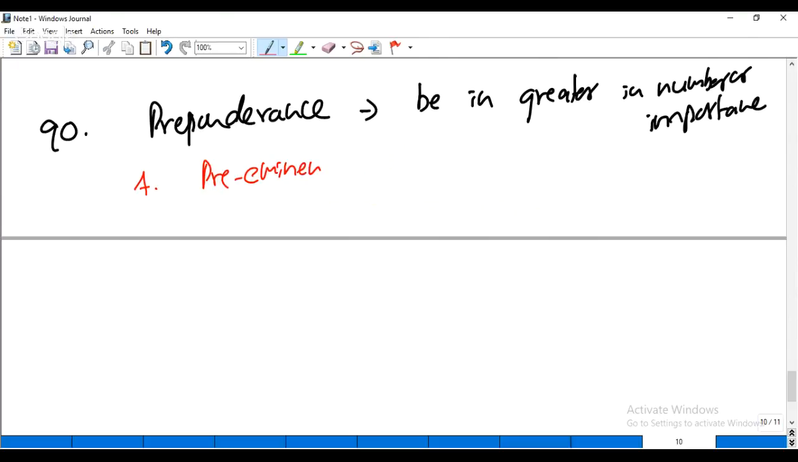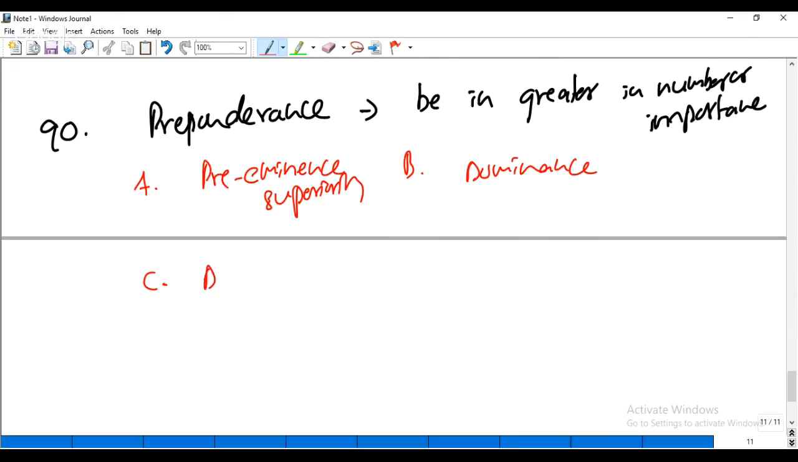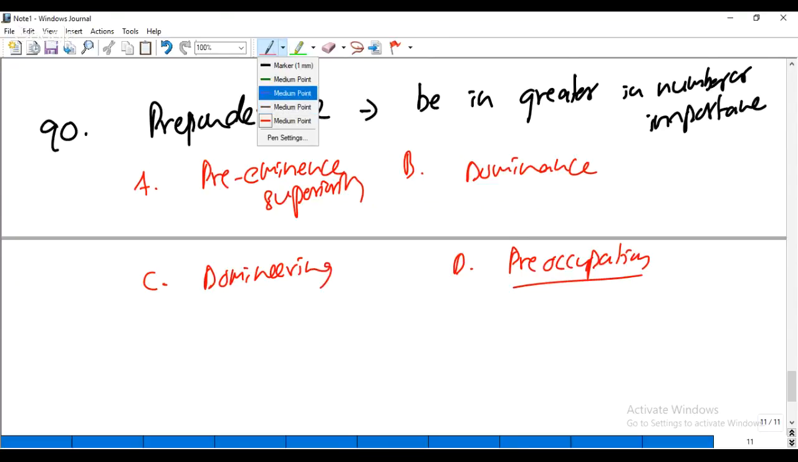Preeminence. So, what's the meaning of preeminence? Superiority. Option B, dominance. Option C, domineering. Option D, preoccupation. Preoccupation means preoccupied by some work. So this could not be the answer.